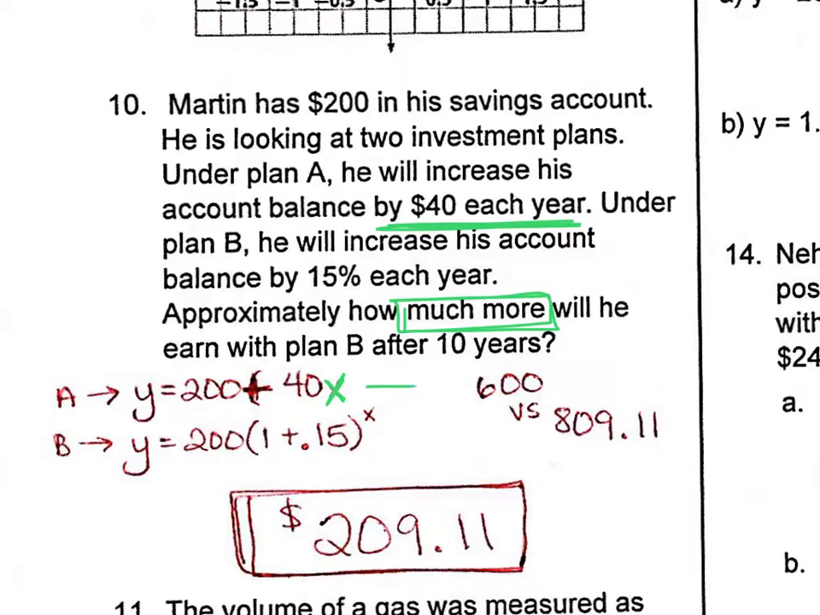So plan A gave me 600, plan B gave me 809. So to find how much more, it really means I need to subtract those two to get the answer of 209, because it's 209 more dollars with plan B than plan A. So that's how much better it is, not just that it is better in the long run.